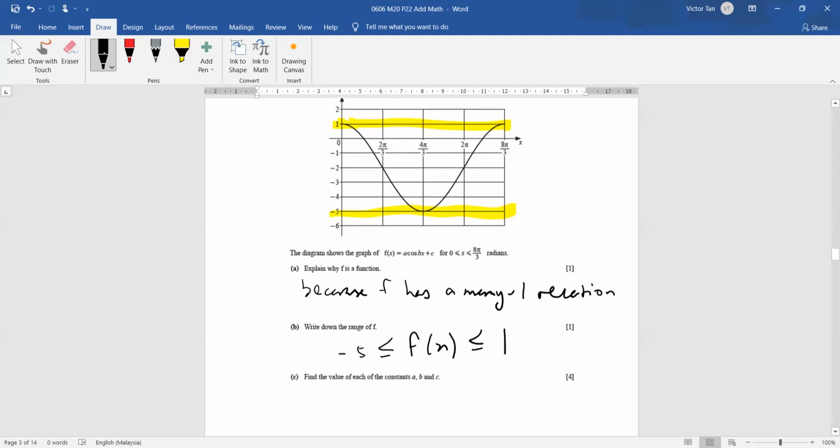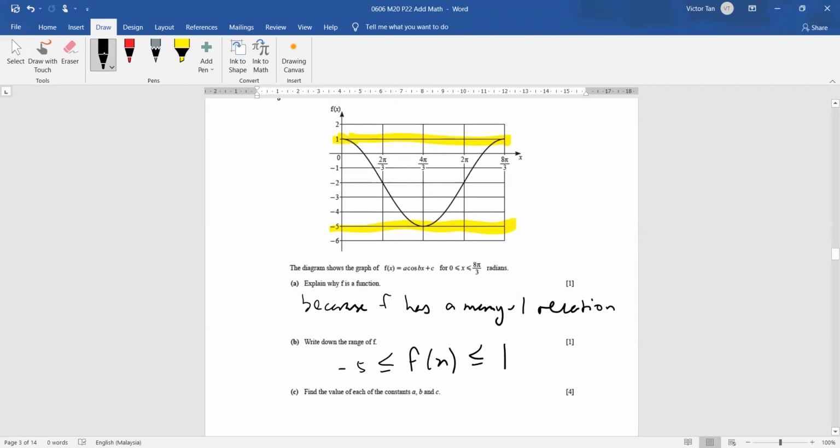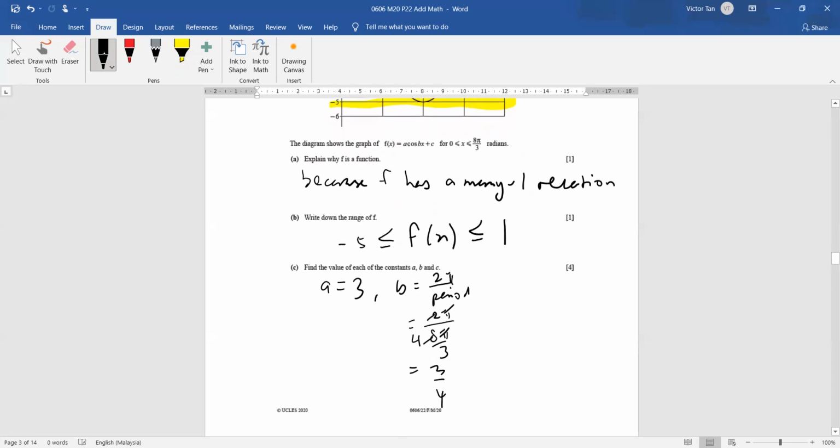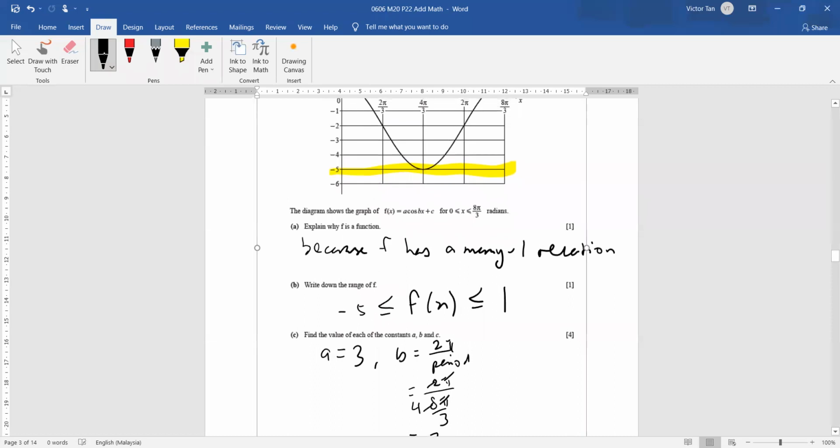Find the values of a, b, and c. A is the amplitude, which is 6 over 2, which is 3. B is 2 pi over the period, period meaning 8 pi over 3, so it is 3 over 4. C is the vertical translation, so it moves down by 2. So C is -2. That's it.